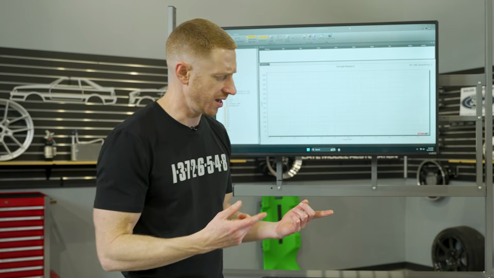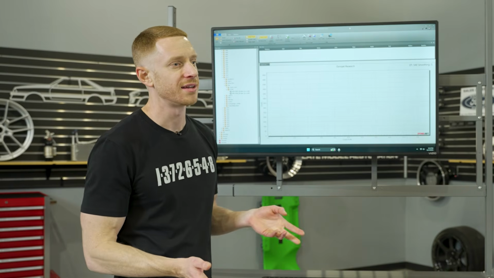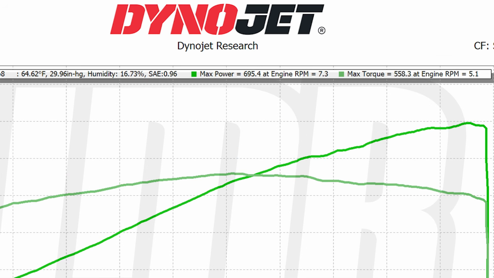So you're probably thinking right away, well, it's calculating a lower ambient temp and it's calculating higher pressure. So what does that mean? It's going to make more power. You're going to see a gain in power from SAE to STD.